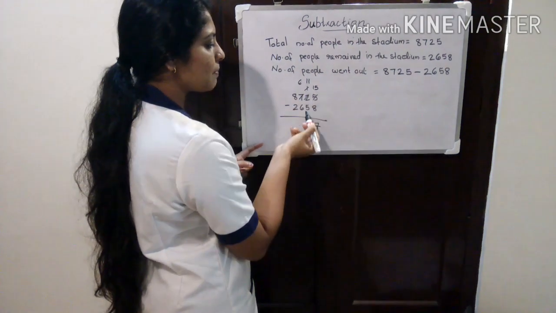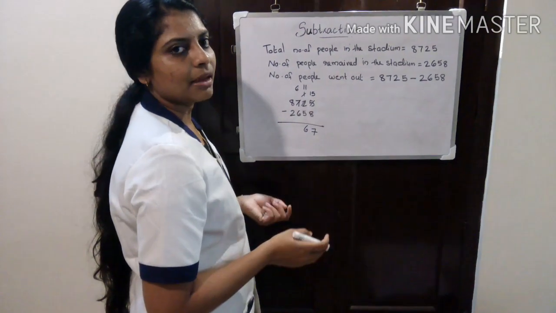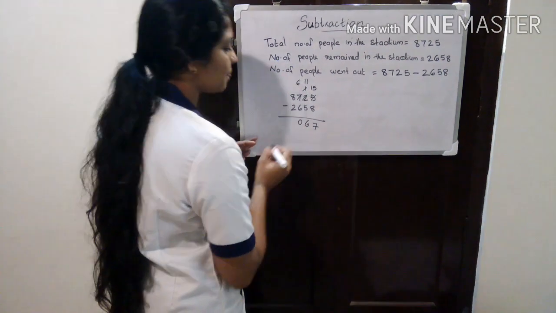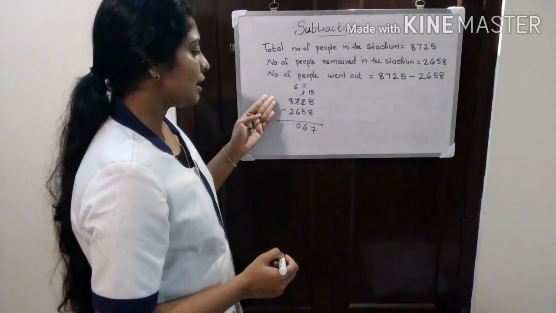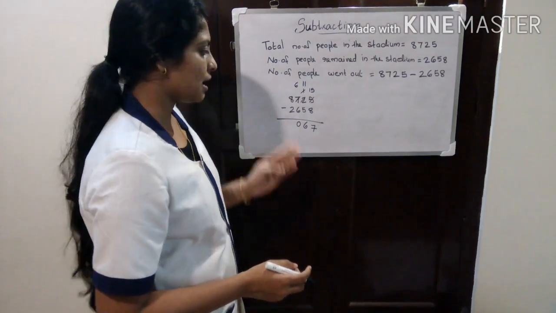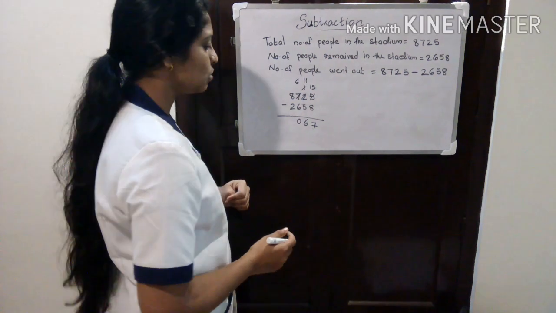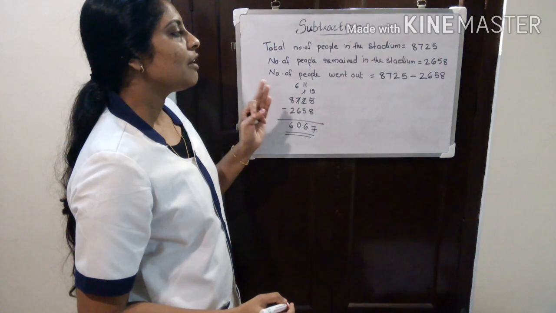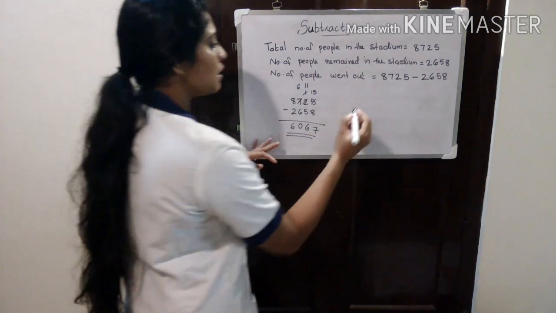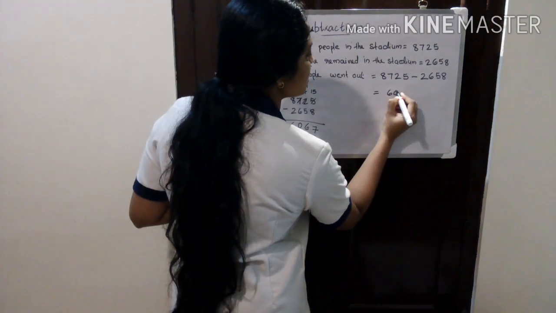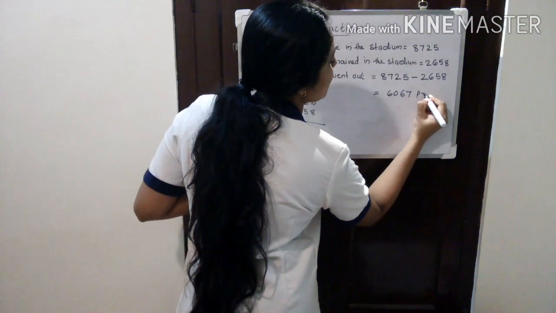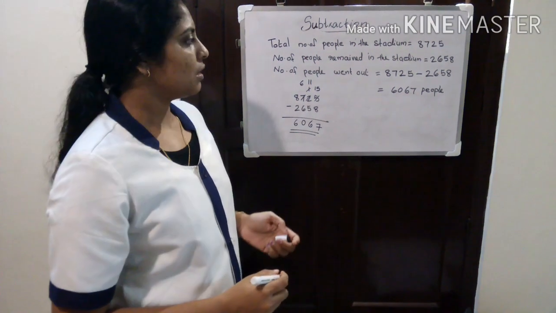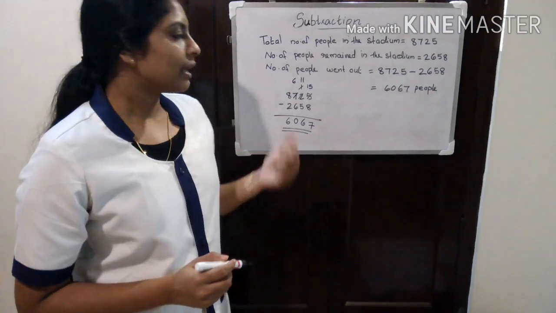Next column. 6 minus 6. Subtract a number from the same number. We get the answer 0. Next column. Here 8 is greater than 2. Just subtract 8 minus 2. What is 8 minus 2? 8 minus 2 is 6. Then the number of people who went out. How many people? That is 6,067 people went out. Okay. Write the answer.